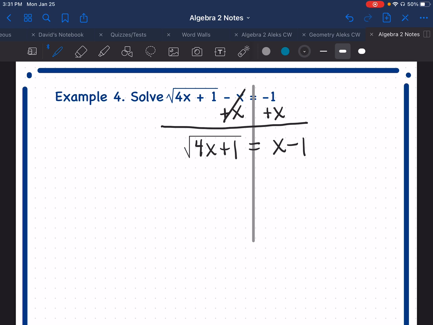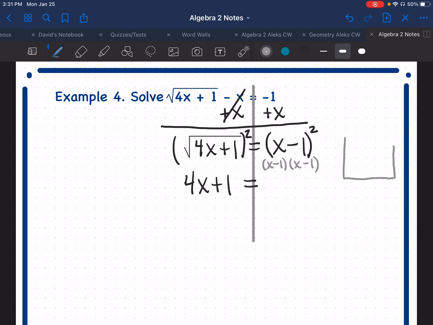To get rid of my square root, I'm going to go ahead and square this side, which gives me simply 4x plus 1. What I do to one side, I must do to the other. When I am squaring this, I'm actually doing x minus 1 times x minus 1. So remember, we talked about this a little bit in the last lesson.